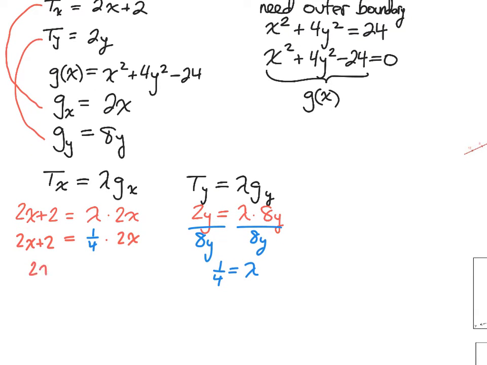you'd be looking at 2x plus 2 equals 1/2 x. Bring it over, we're looking at 3/2 x is equal to -2. All right, so just subtracting the 1/2 x from both sides, subtract the 2 from both sides, multiply both sides by 2/3, you get x equals -4/3.